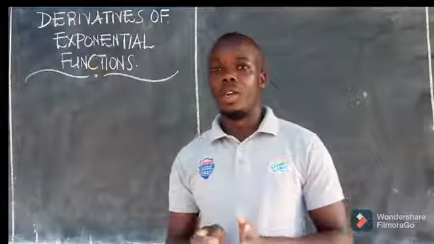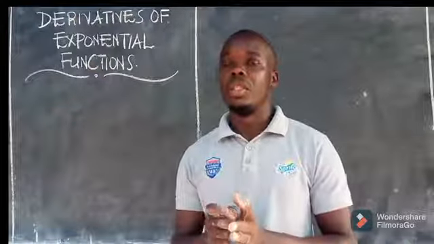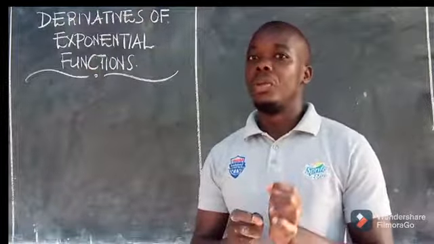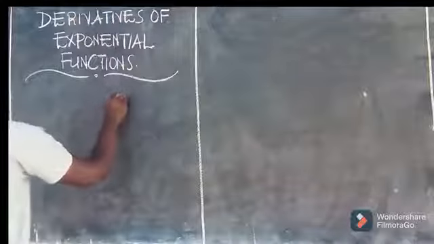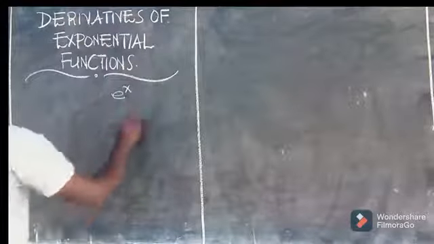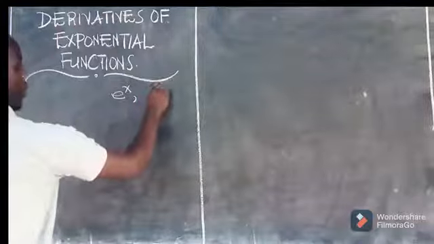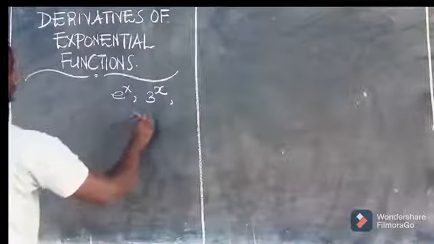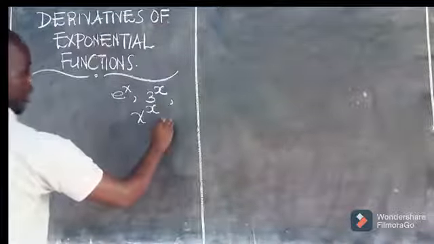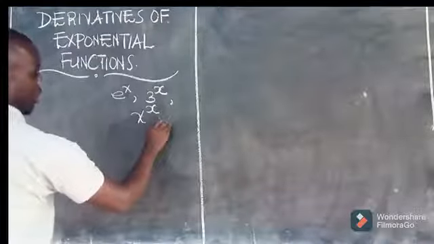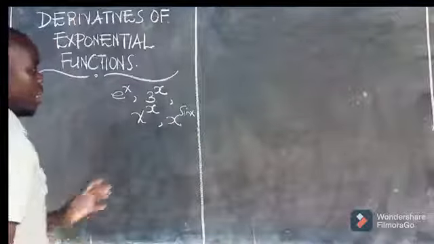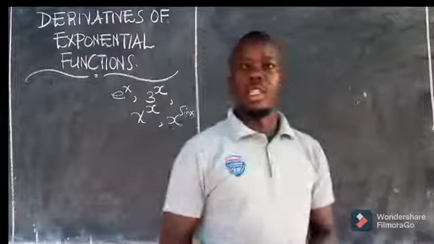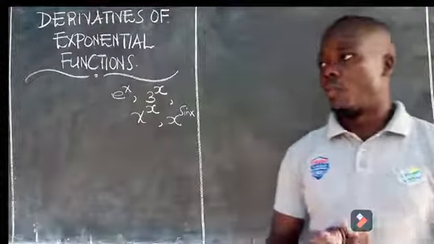Now, an exponential function is actually any function or expression whose power is a variable. For example, if I have e power x, I can have 3 power x, I can have x power x, I can have x power sine x. These are simple and few examples of exponential functions.